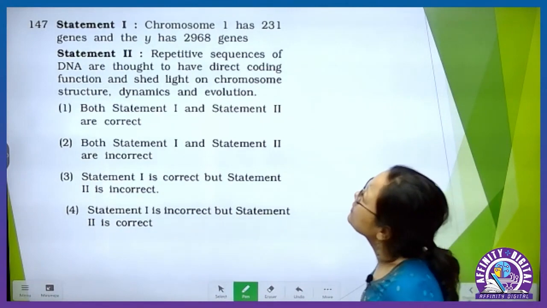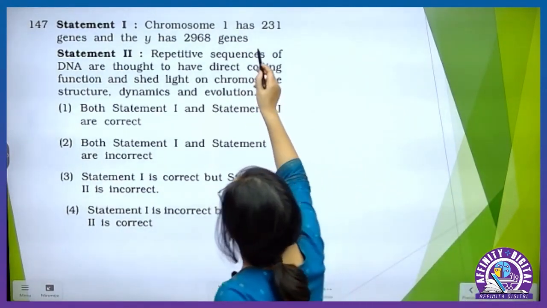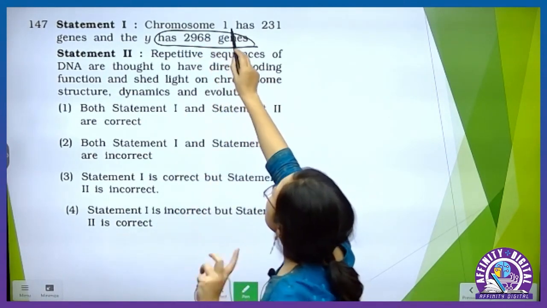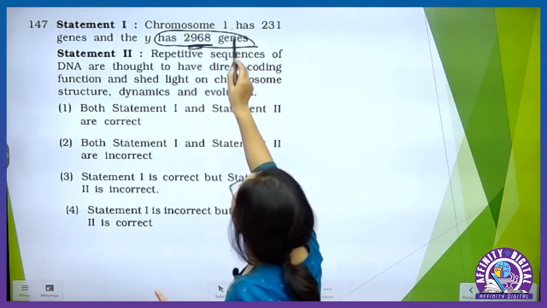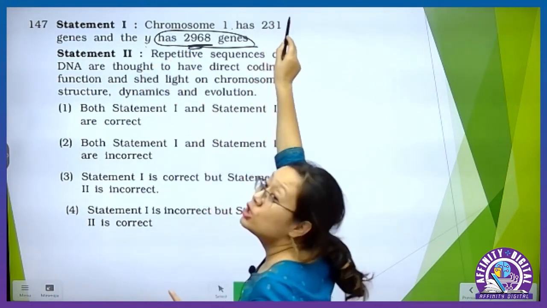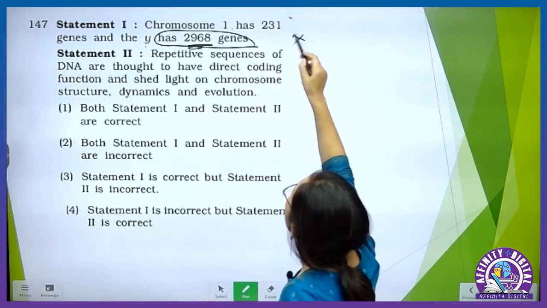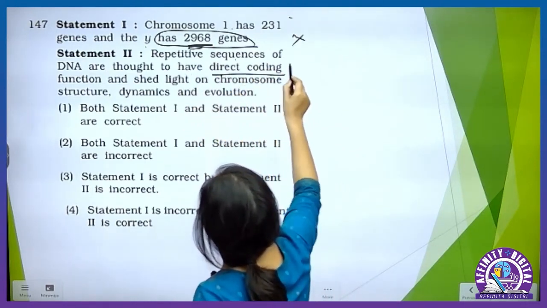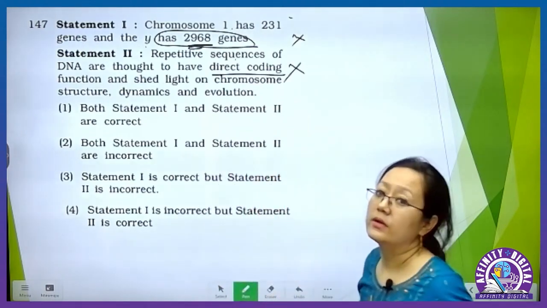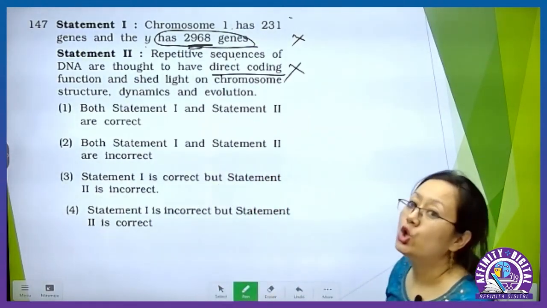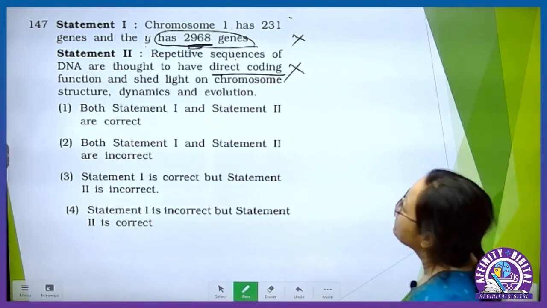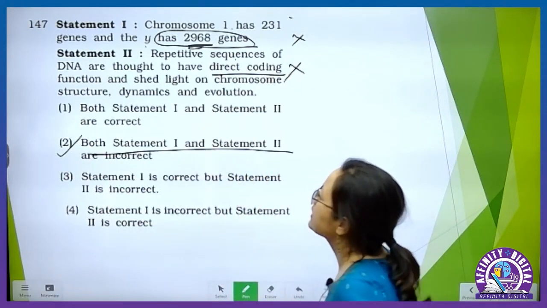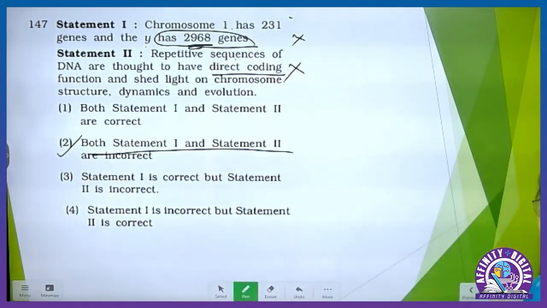Chromosome 1 has 231 genes and Y has 2968. This is wrong, it is given reversed. Chromosome 1 has 2968 genes and chromosome Y has 231 genes. Okay, this is wrong. Repetitive sequences of DNA are thought to have direct coding. This is again wrong. They are non-coding. Repetitive DNA is non-coding. Statements 1 and 2 are incorrect.